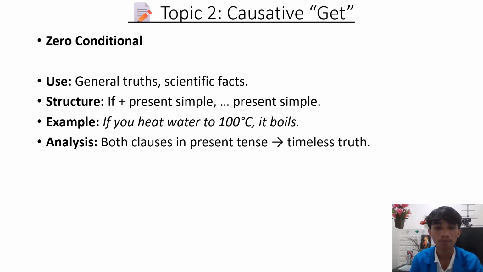This is the zero conditional. The structure is if plus present simple, present simple. It expresses general truths or scientific facts. For example, if you heat water to 100 degrees Celsius, it boils. Both clauses are in the present tense, showing a timeless truth.